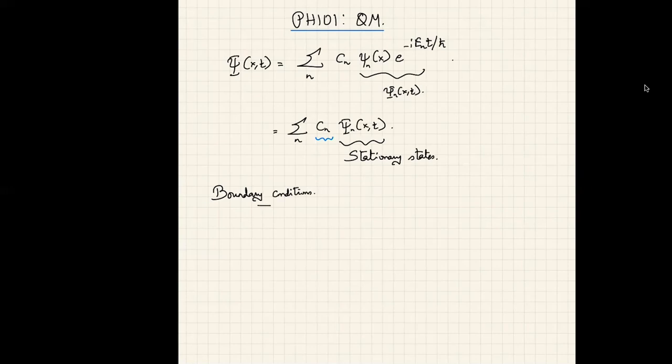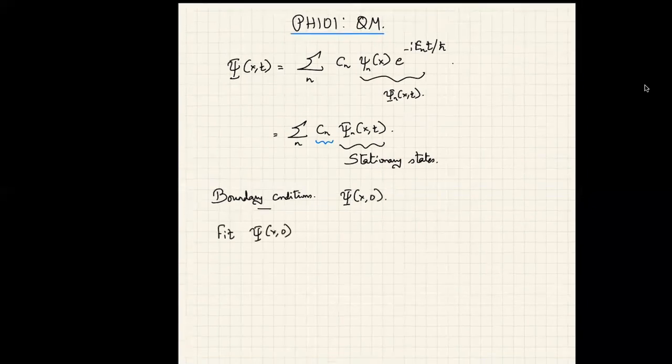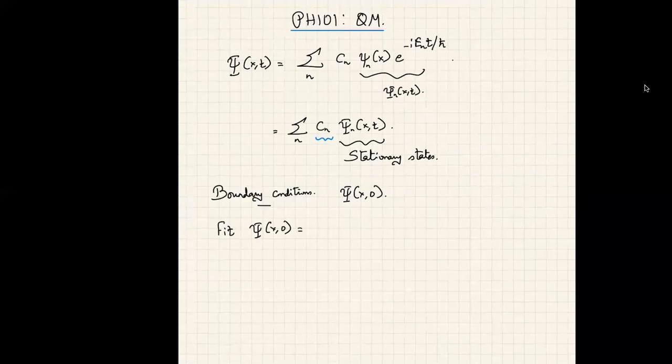Usually in solving such problems, you'd be given what the system is at time t equal to 0. So suppose you're given what the solution of the system is at time t equal to 0, you're supposed to find what the wave function is at any other time t by looking at the general solution of the time dependent Schrodinger equation. So you fit psi of x, 0 to this general solution at time t equal to 0.